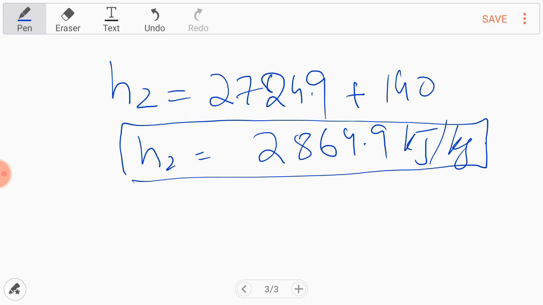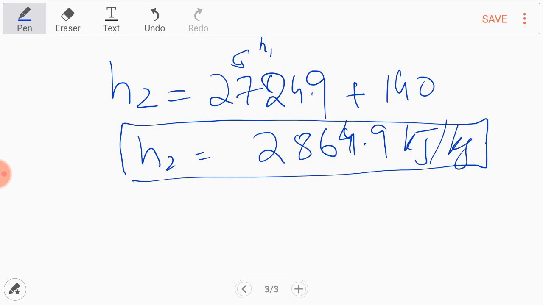Now we get the enthalpy at phase 2. When we heat the system with the electrical resistance with the voltage of 120 and current of 0.2 for 5 minutes, the system increases the enthalpy up to 2864.9 from 2724. So this is H1 basically. Just in the 5 minutes, the system elevated the enthalpy.